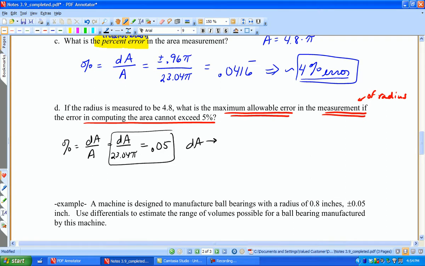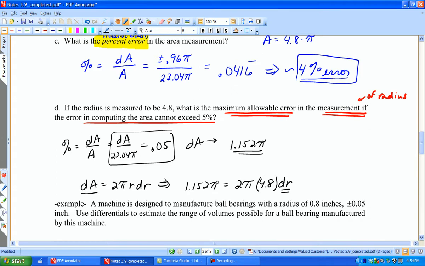So dA, if you multiply 23.04 times 0.05, you get 1.152 pi. So that's dA. But if I look up above, the relationship is that dA is 2 pi r dr. So now if I know that dA is 1.152 pi, that equals 2 pi r, where r, remember, was 4.8, and dr is what I'm now going to find out. How much error can I have in the radius? Take that equation and solve for dr.